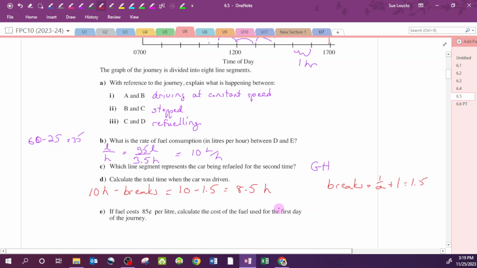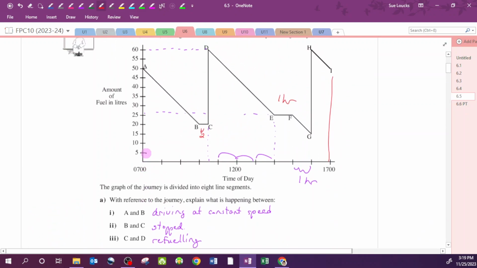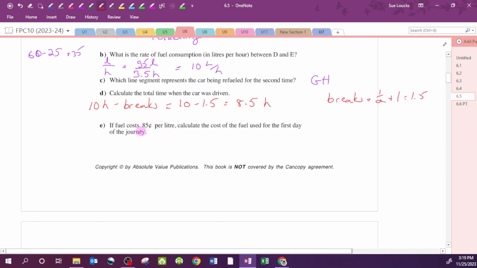And then the fuel costs 85 cents per liter. How much fuel did it cost? So how much did they use? Well, from A to B, they used fuel. Okay, I can't be looking at both things at the same time, so I'm looking at my paper. So you should be looking at your paper. So they used fuel from A to B, and then from D to E, and from F to G, and from H to I. So we need to figure out how much fuel they used in that time frame.